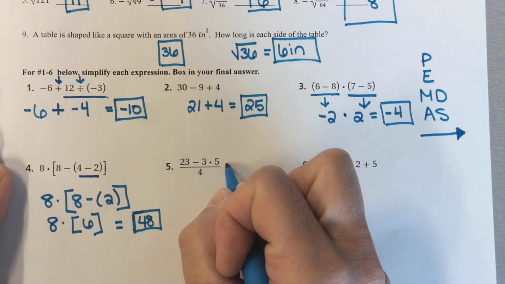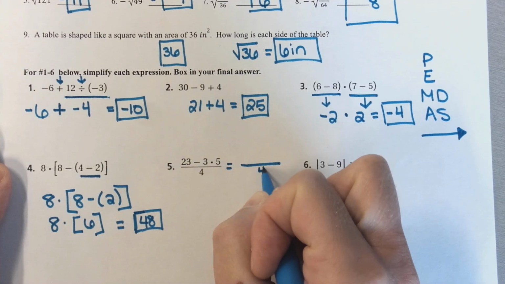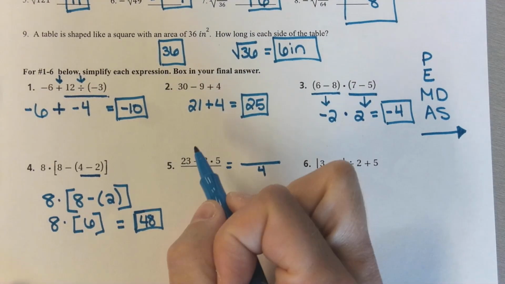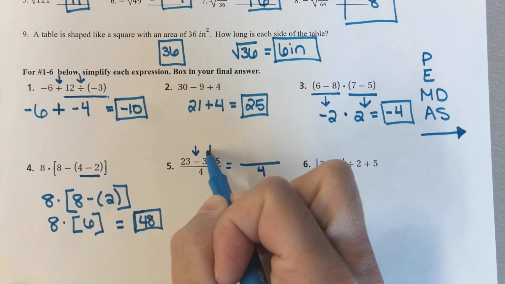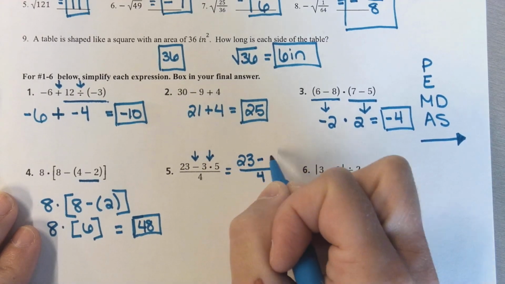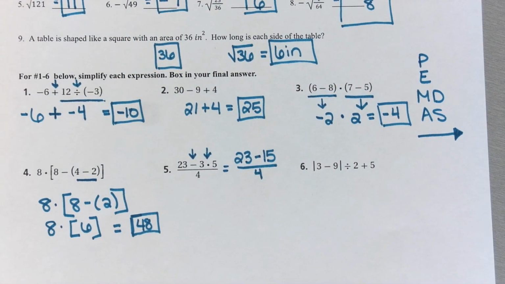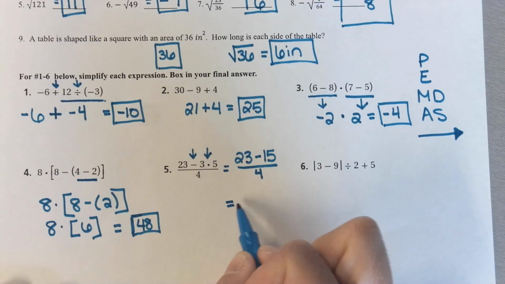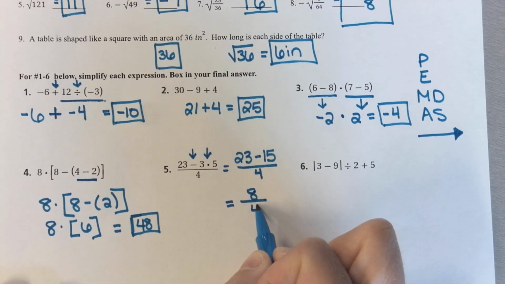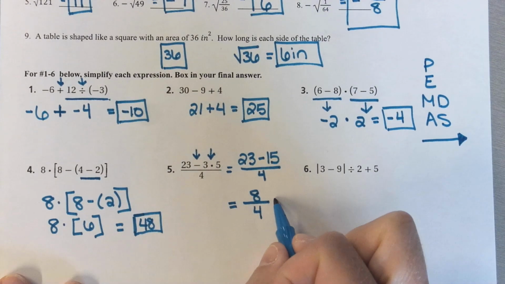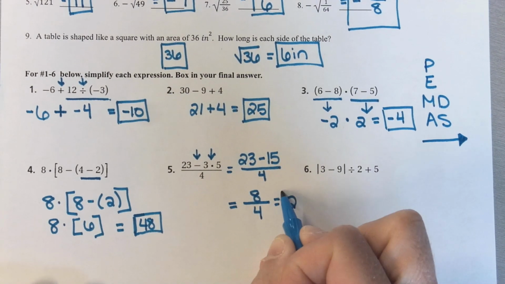Alright, number 5. I'm going to leave it as a fraction till the very end. So I'm going to deal with the top part first. Should I subtract or should I multiply? Multiply. Okay. So I have 23 minus, and I know 3 times 5 is 15. Alright, now if I go to that top part, to the numerator, if I subtract those two, what do I end up with? 8. And in the denominator, I still have my 4. The 4 is just kind of hanging out because there's nothing I need to do with that. And then when I divide, finally, I get 2. Perfect.